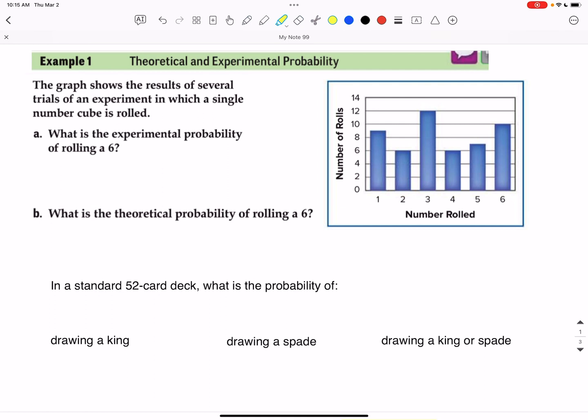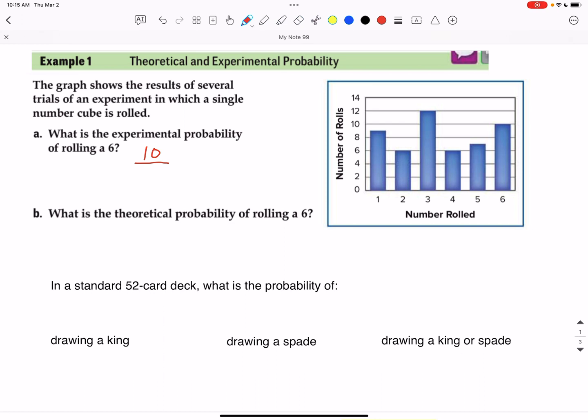So this first example is an experimental probability. The graph shows the results of several trials of an experiment in which a single number cube is rolled. What is the experimental probability of rolling a 6? So for rolling a 6, what we want to do is take the total number of times a 6 was rolled, and a 6 was rolled represented by this bar. Looks like it was rolled 10 times. So that's the total number of favorable trials. So that would be 10. We would put that over the total number of trials.